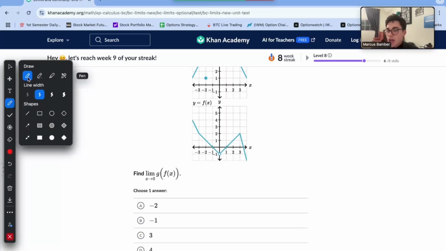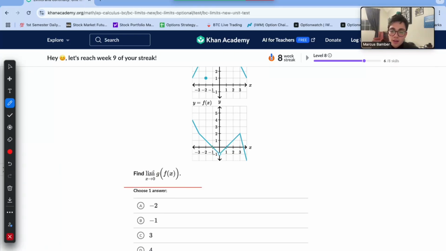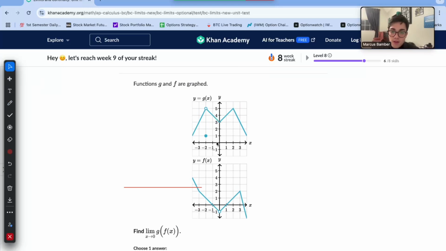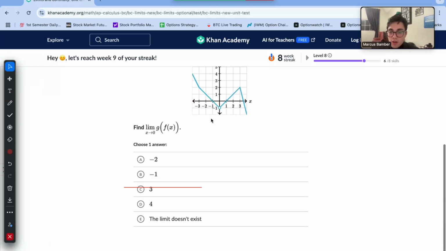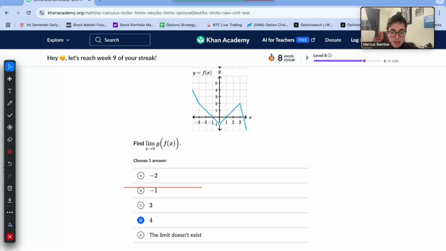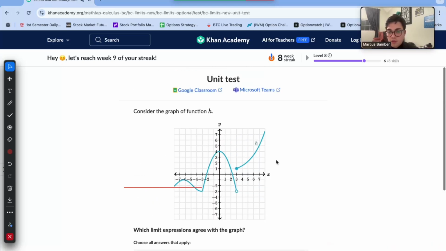Okay, we have a composite function here. We're going to find the limit as x approaches 0 of f of x first. That is equal to negative 1. So now we're going to find the limit of g of x as x approaches negative 1. The limit of g of x as x approaches negative 1 is equal to positive 4. So that means the value of the composite limit is simply equal to positive 4.